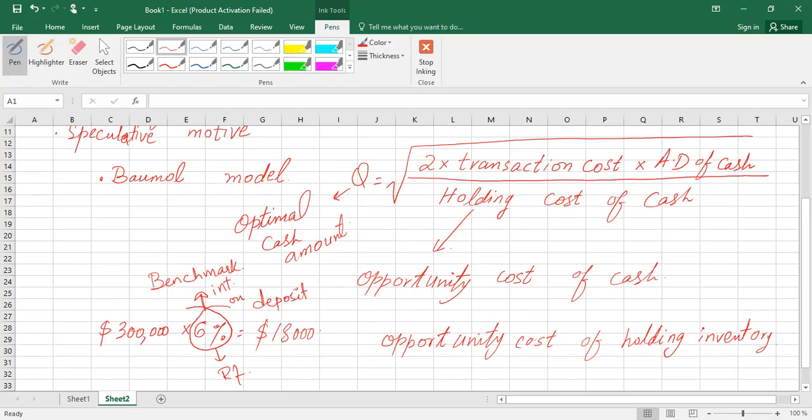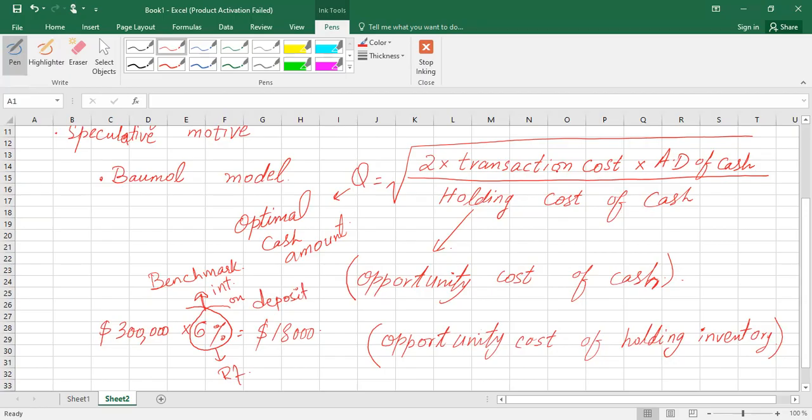So whenever you are going to use your cash either to purchase inventory and hold it, or you are not investing your cash in the business and you are holding cash to fulfill your day-to-day needs or working capital needs or operational needs, in either case, you are losing the opportunity of earning a risk-free rate of return. This is called what? This is called holding cost of cash.